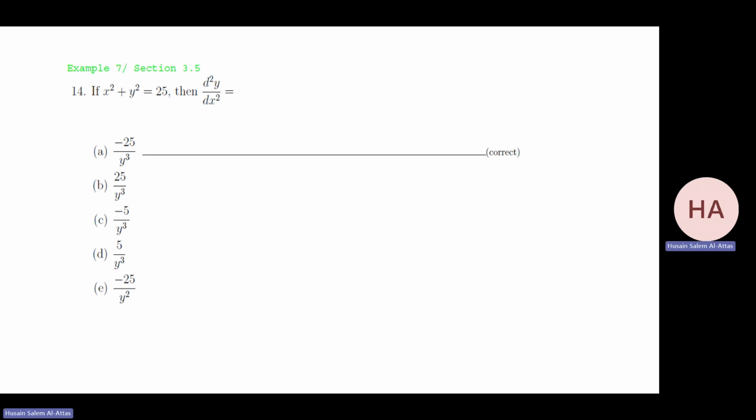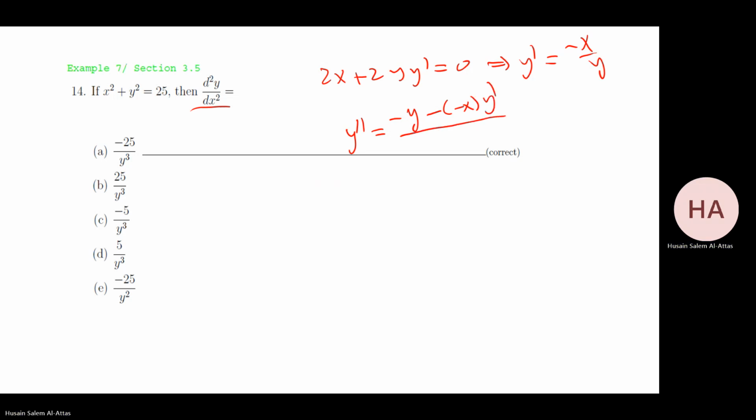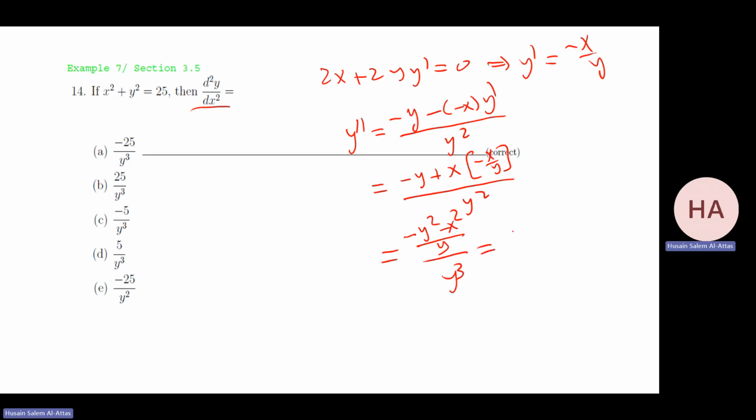This one, second derivative: 2x plus 2y y prime equals 0. So y prime equal minus x over y. Differentiate, do it here: minus y, minus x y prime, over y squared. That will be minus y plus x times y prime, will be minus x over y squared. And that will be what? Minus y squared minus x squared over y cubed, which is minus 25 over y cubed here. With this y, it will be y cubed, which is this one.